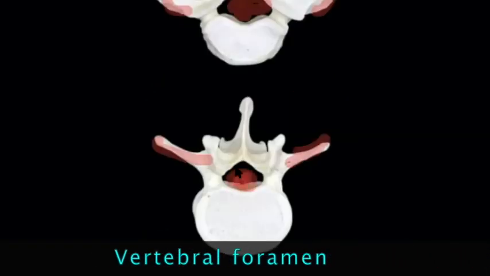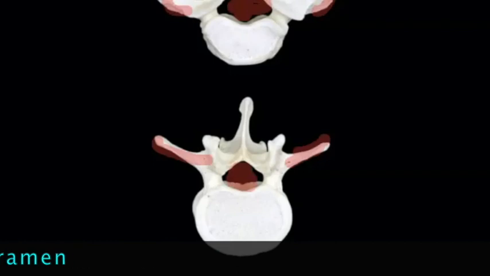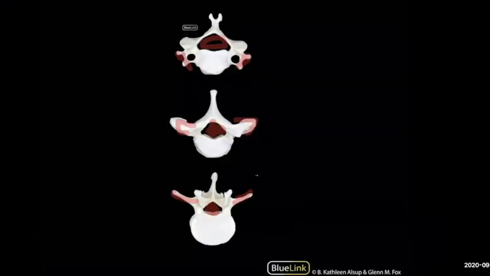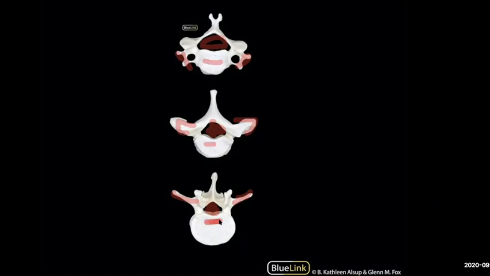You got your vertebral foramen. This is where your spinal cord is running down the middle right there. And then this is the body. That's really all you got to know for these guys. From the top view, I won't ask you the articulating facets. We'll get to that when we look at the frontal view.